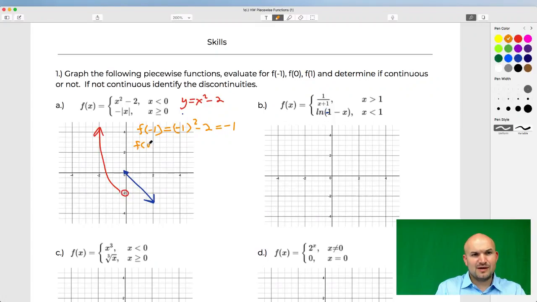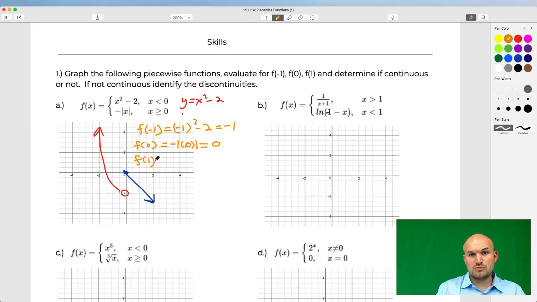Next is to evaluate f of 0. For f of 0, you have to determine which function is defined. Is it the less than, or is it the greater than or equal to? Since 0 is covered by the greater than or equal to piece, we're going to plug 0 in there. So it'd be the absolute value of 0, which is 0. 0 times negative is still 0. So that value is 0. And again, you can see at 0 there's that point. And then we have f of 1.